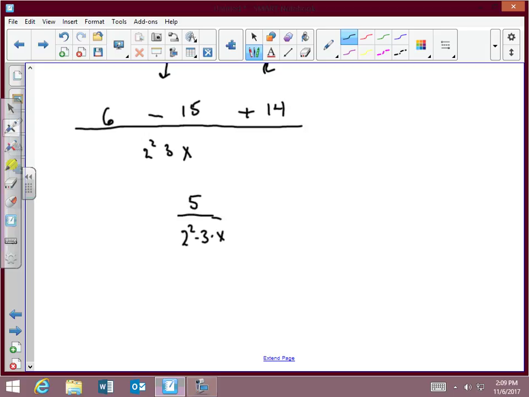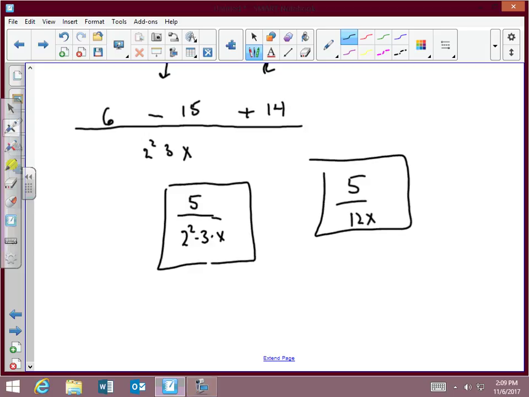Now I'll accept it just this way, as the denominator prime factored. If you want to, you can go 5 over 12x. That makes you feel better. But this is fine. I really want you to leave that denominator in prime factored form until the very end. And as you go through and do them, you'll see that it's advantageous to do it that way.